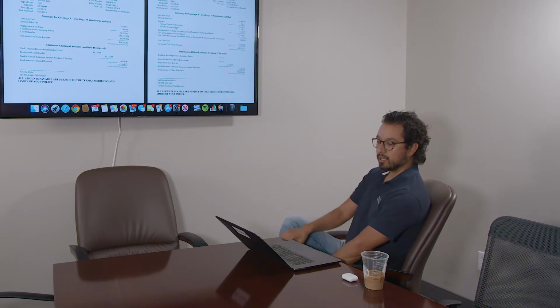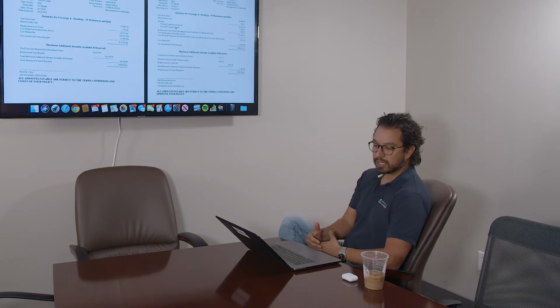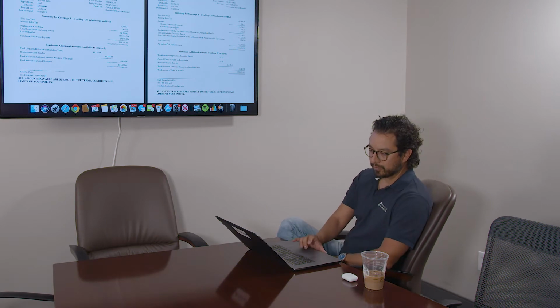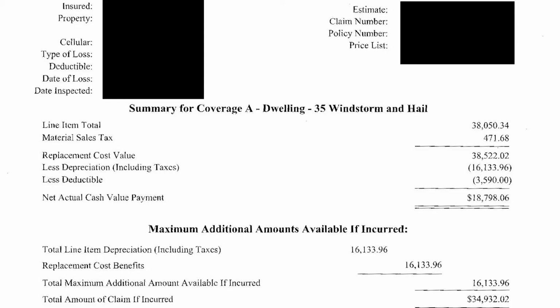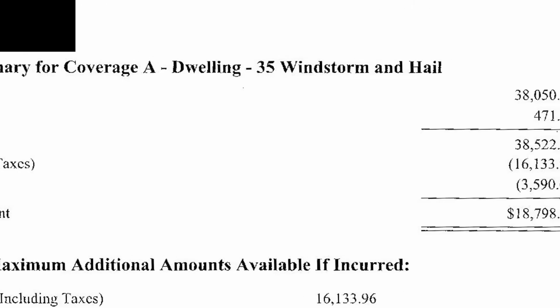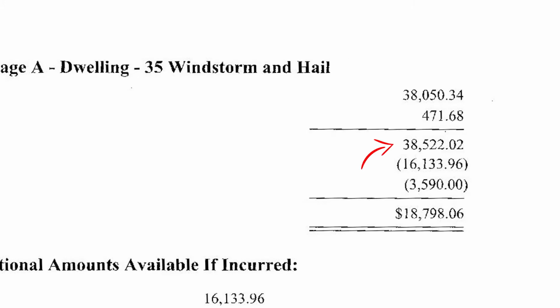Up here I have two insurance estimates: the before estimate and the after estimate. The before estimate is the original estimate that the insurance adjuster produced based on what he could see when he initially went to inspect the property. As you can see here, the replacement cost value is the most important number on this estimate. The replacement cost value on the first estimate was $38,522.02. This estimate is based on what he could see when he first arrived.